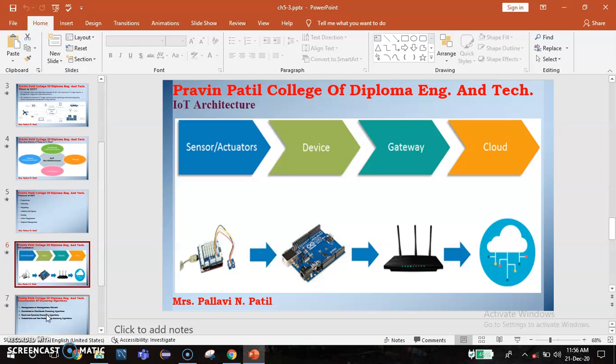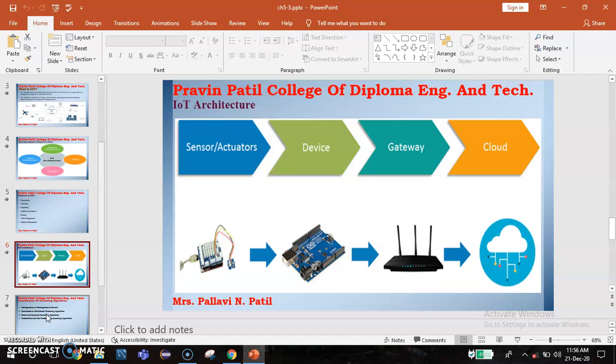The next is IoT architecture. There is not a single unique standard, universally defined architecture for IoT. The IoT architecture differs based on the functional area and the solution.